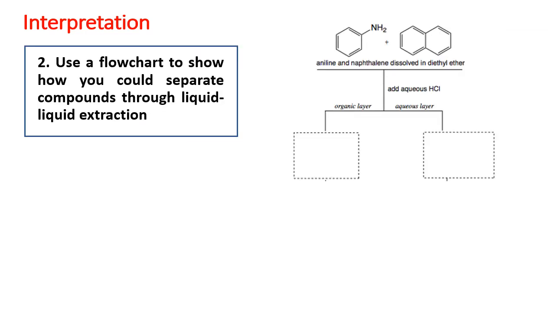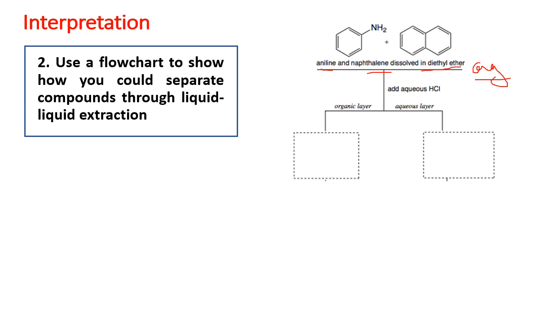Let's try this example. In this example, you will do a flow chart for both the aniline and naphthalene. You have both aniline and naphthalene, and you need to separate both of them. So first, you will dissolve both of them in diethyl ether. This is normal, since the diethyl ether will be your organic solvent that will constitute your organic layer where the two compounds will dissolve. And then, what shall you add?